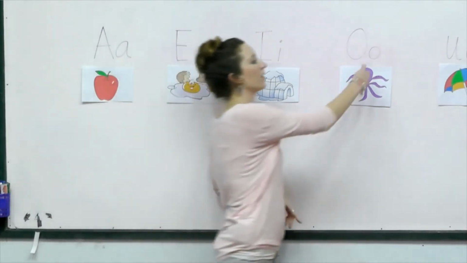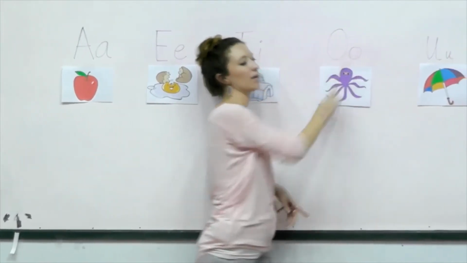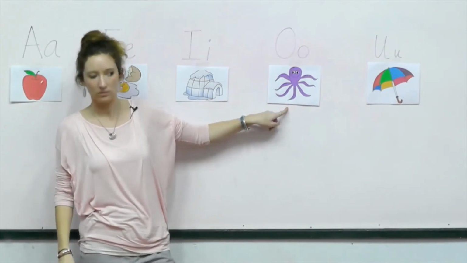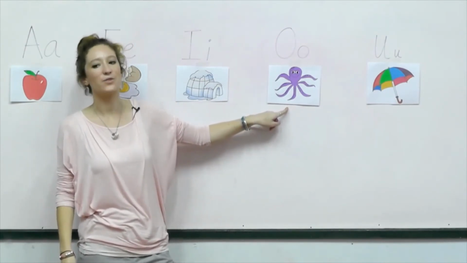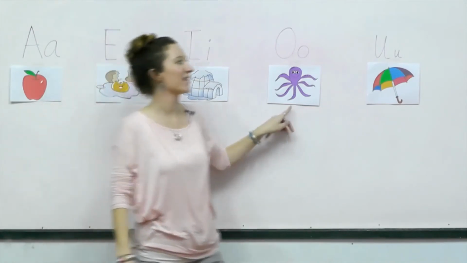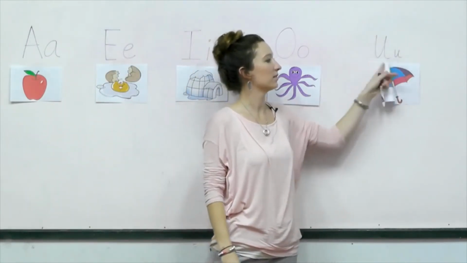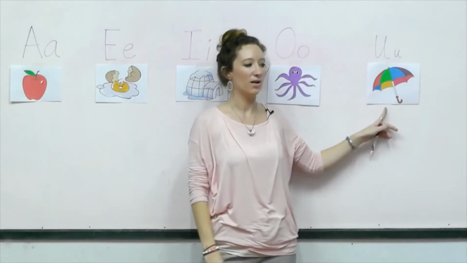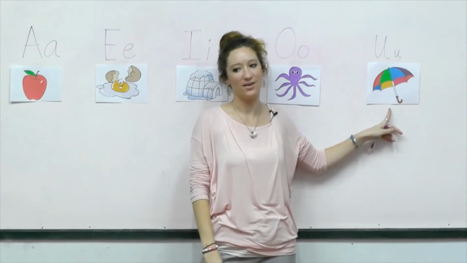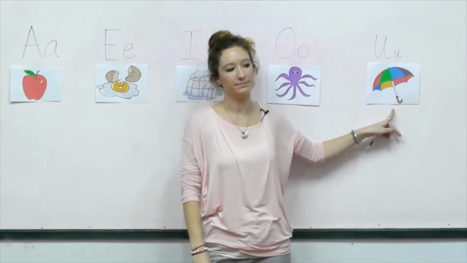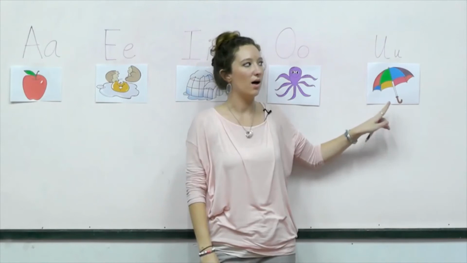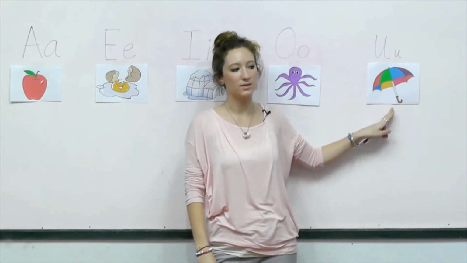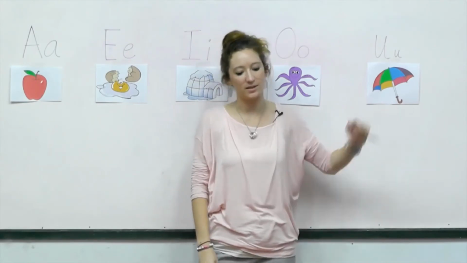Good. All right. The letter is O. The sound is ah, ah, octopus. Good. And the letter? U. And the sound? That's a fun one. For umbrella. Umbrella. Very good. Good. All right.